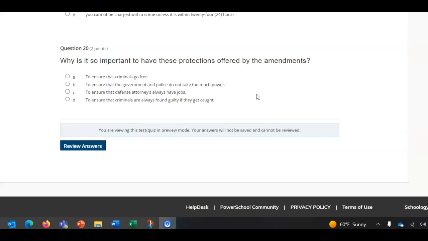Why is it so important to have these protections offered by the amendments? A. To ensure that criminals go free. B. To ensure that the government and police do not take too much power. C. To ensure that defense attorneys always have jobs. D. To ensure that criminals are always found guilty if they get caught.